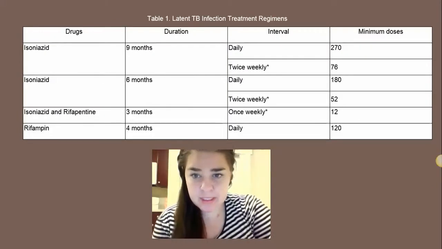This table right here is the regimens for someone who has latent tuberculosis, which is the tuberculosis that does not show any signs or symptoms.